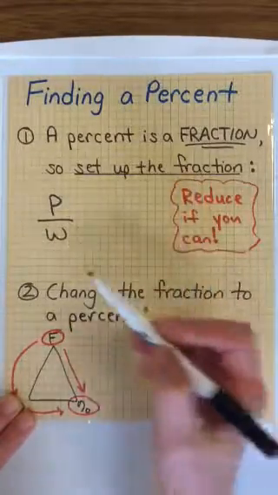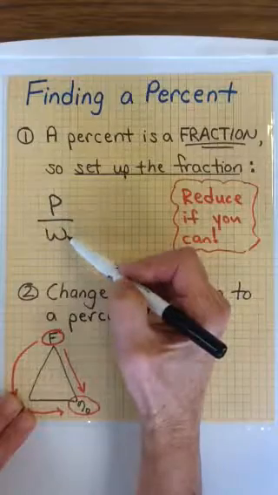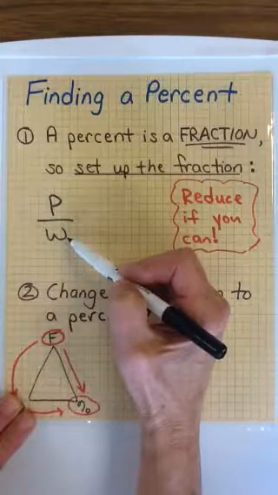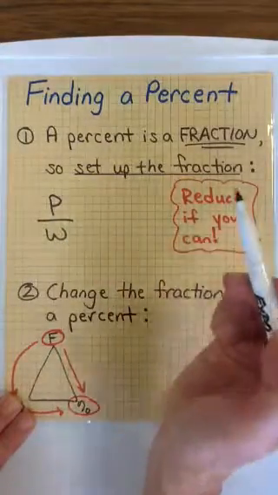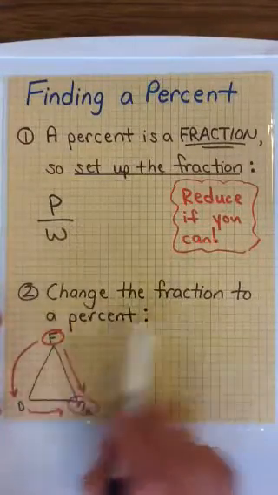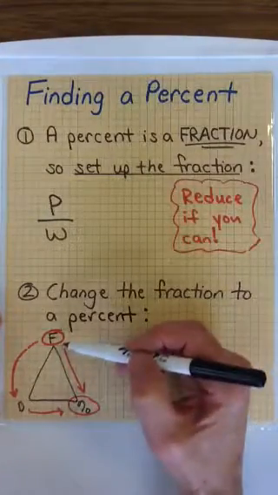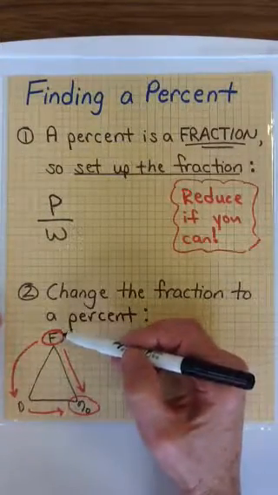How do you do that? Well, the part is the numerator and the whole is the denominator. So that's not hard. Step 2, change the fraction to a percent. Well, this is something that you already know how to do.